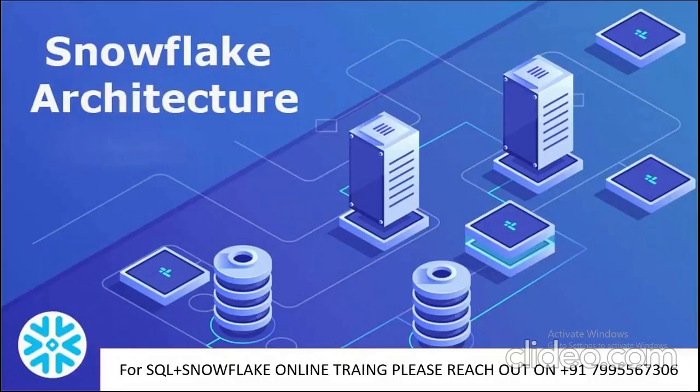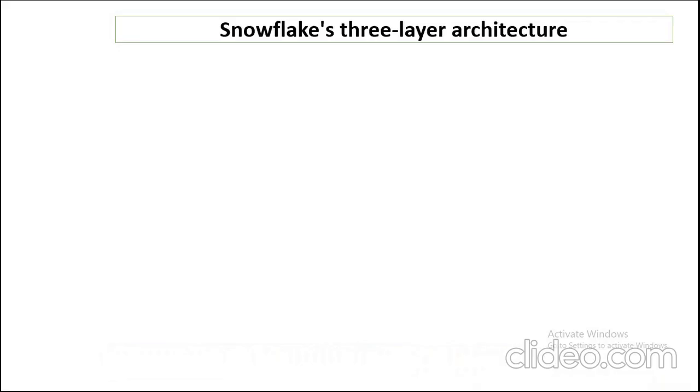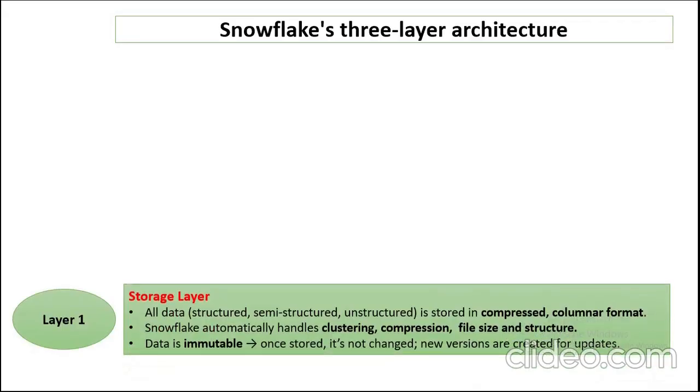So today we are discussing the Snowflake architecture. Snowflake architecture contains three layers. The first layer is the storage layer. The storage layer is responsible for storing all the table data and query results.